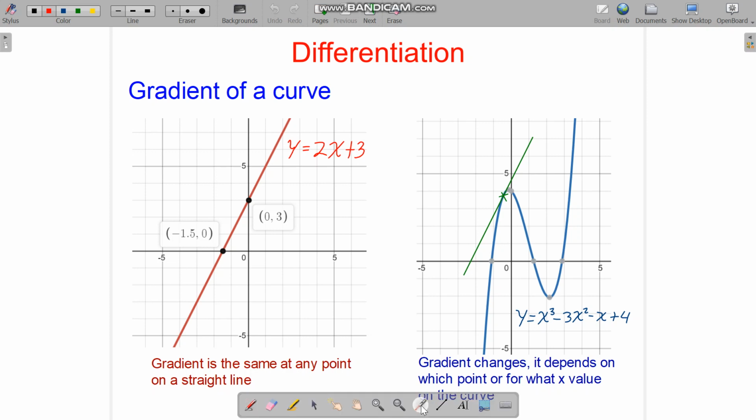Hello everyone, this video is about gradient function and differentiation notations.